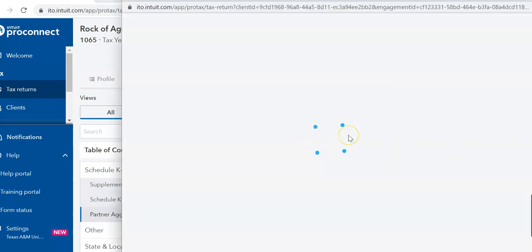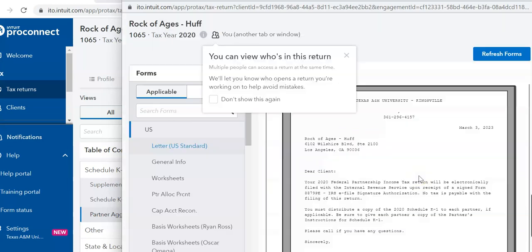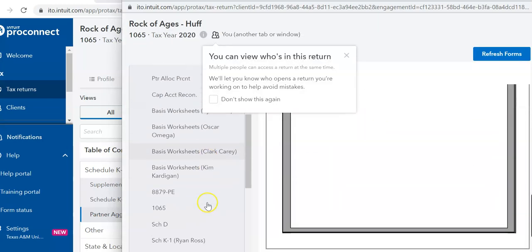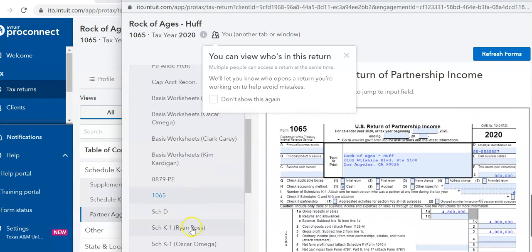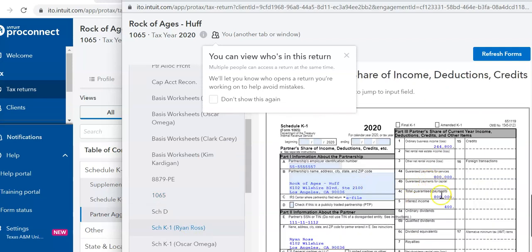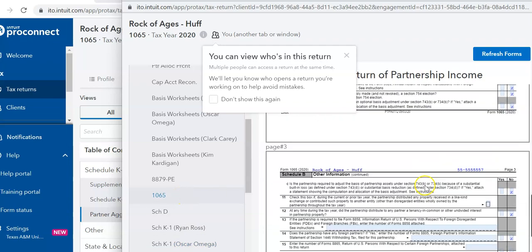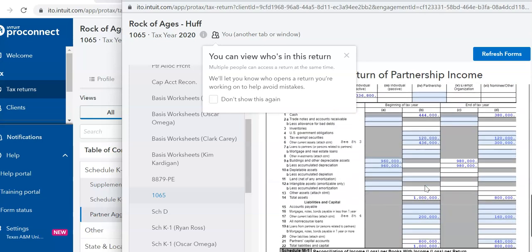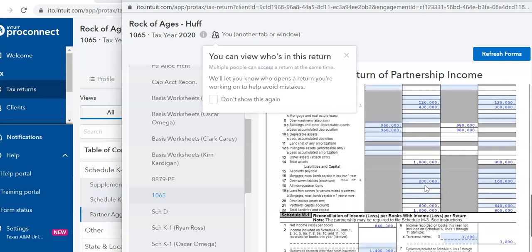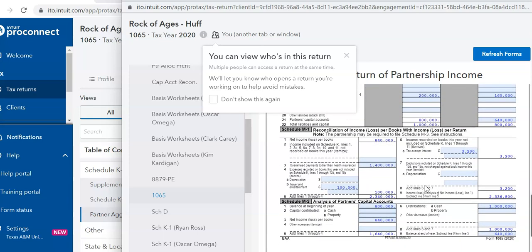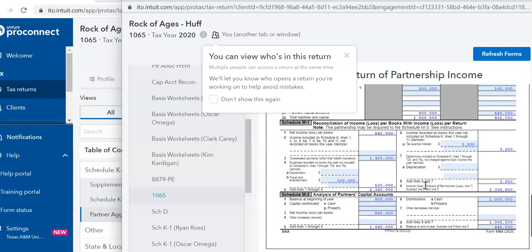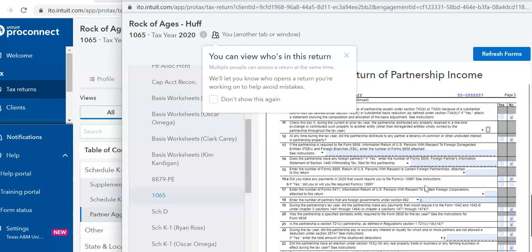Go preview the form again. I don't know if it will or not. I hope it didn't mess everything up. All right, let's just go to K1s. Oh, look, 800,000. That's what it should be. And they've got the 200. Let's see if this all still ties out. Yep, that still all ties out. Okay, so we're good.